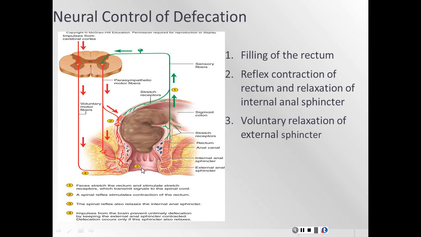Here in number 3. And in number 4, we're coming from the voluntary motor signals. You have these impulses from the brain that are going to prevent untimely defecation. So when you're not ready to use the restroom, you're controlling it by contracting the external anal sphincter just to hold off the defecation. Defecation is only going to occur if this sphincter is relaxed. So it will sit here for a while until you're ready to defecate, or until you have relaxed the external anal sphincter. Both sphincters need to be relaxed in order for defecation to occur.